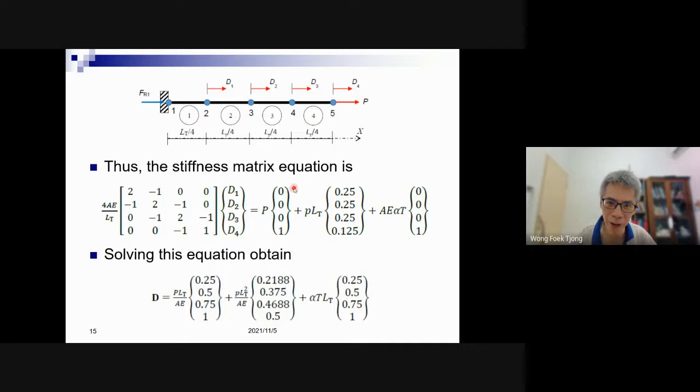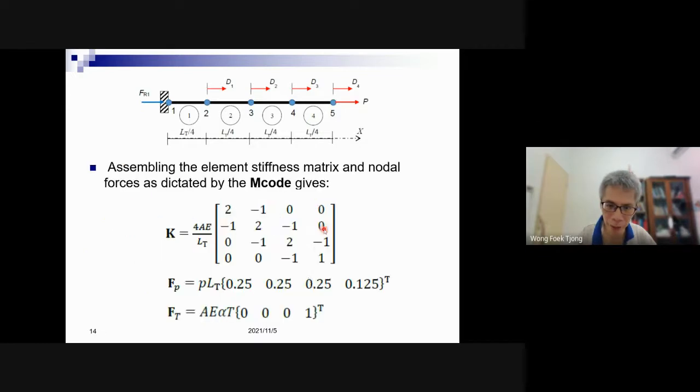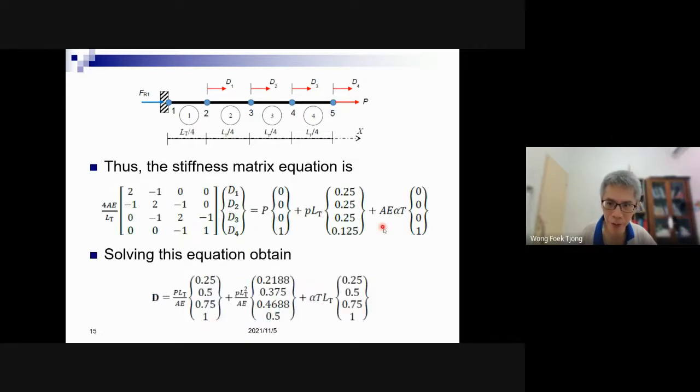So this is at degree of freedom number 4. So 1, 2, 3, 4 here. And then this comes from this one. Okay. This is transpose. This is transpose. Okay. Comes from that one. Okay. So this is our stiffness matrix equation for the structure at the structure level.